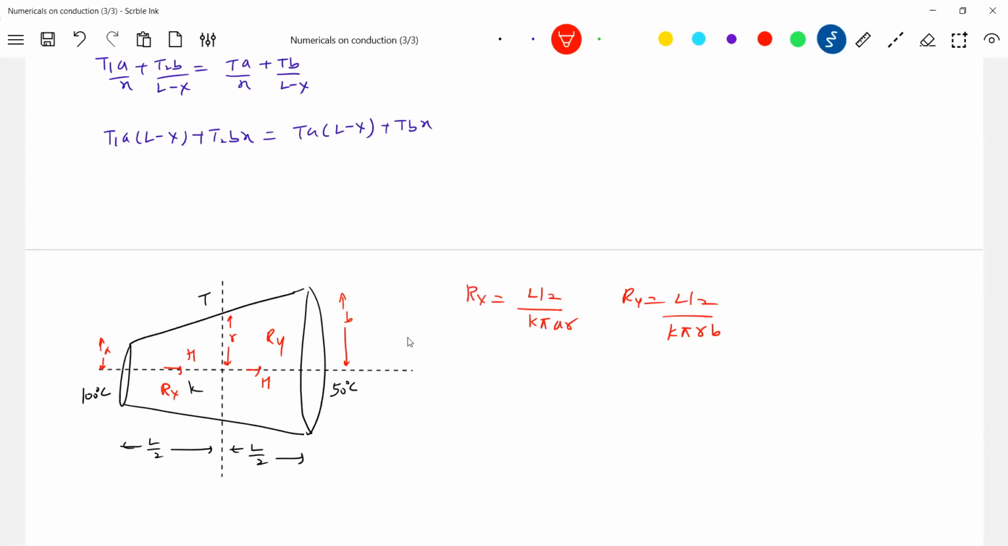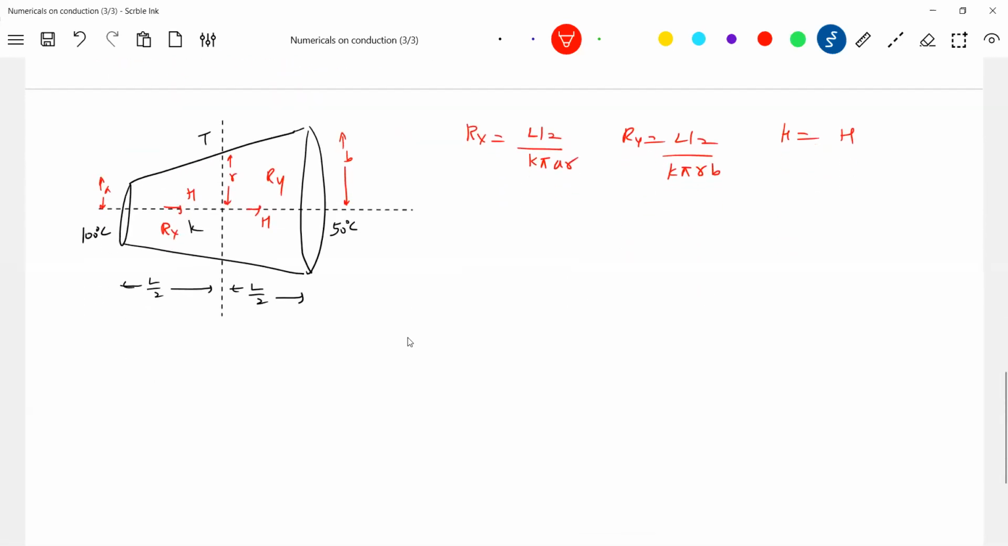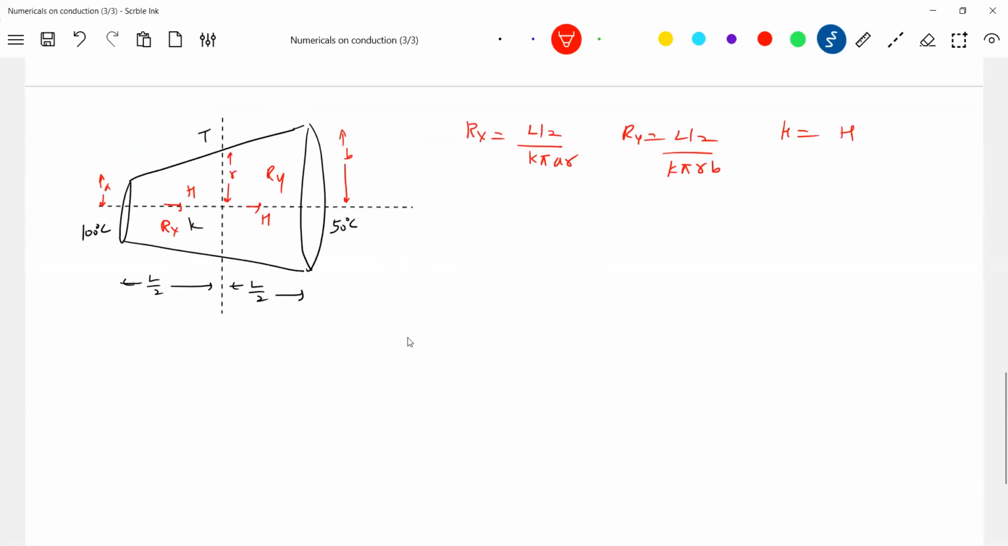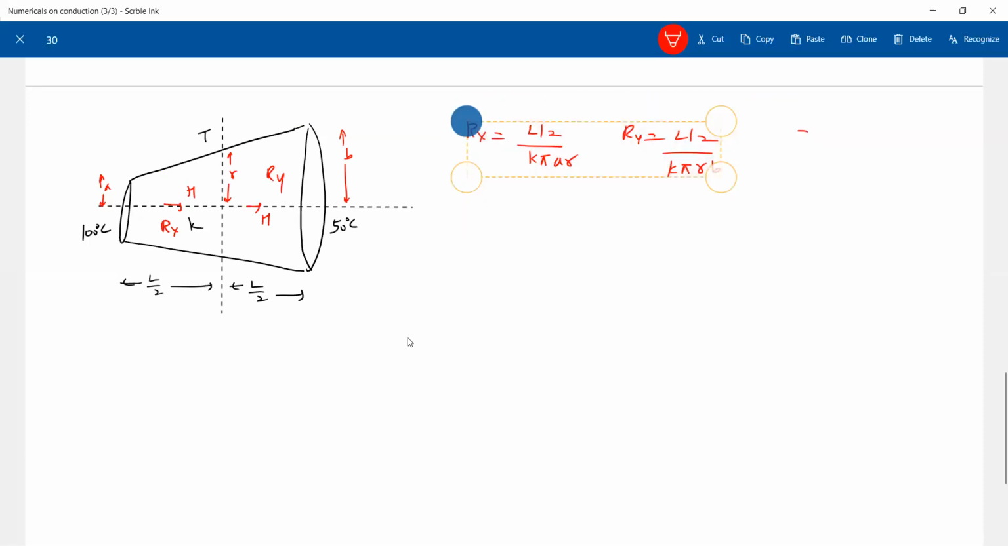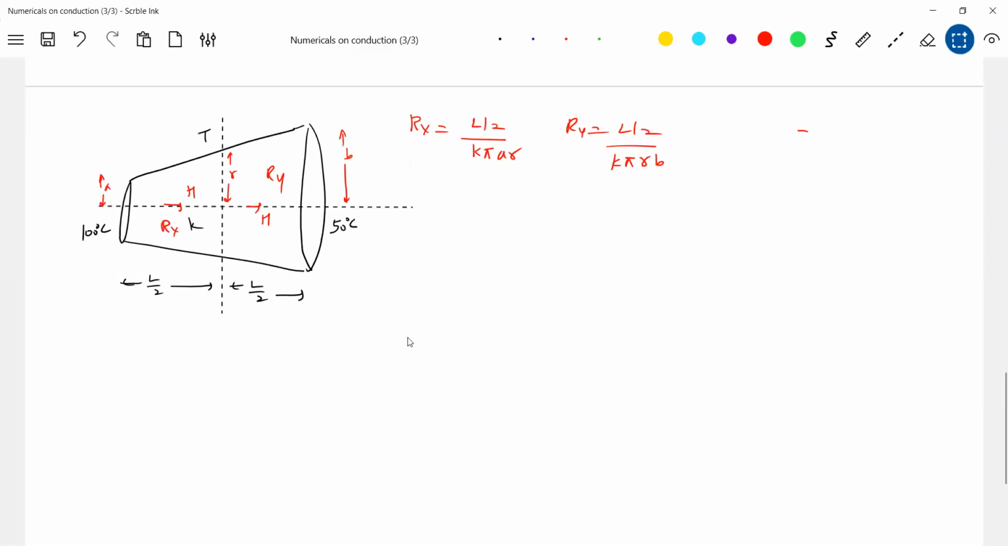Okay, what is the heat current? The expression for heat current: H should be equal to H. The same heat current flows because Rx and Ry are in series. Both the left and right parts are in series. Let me put everything in one place. Why are they in series?